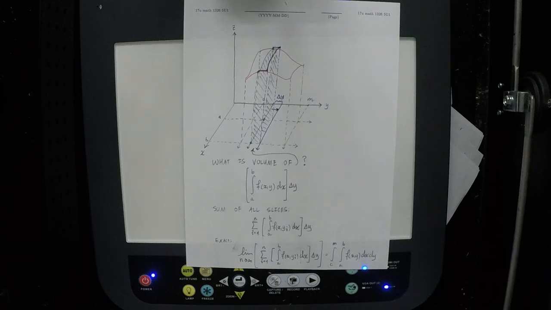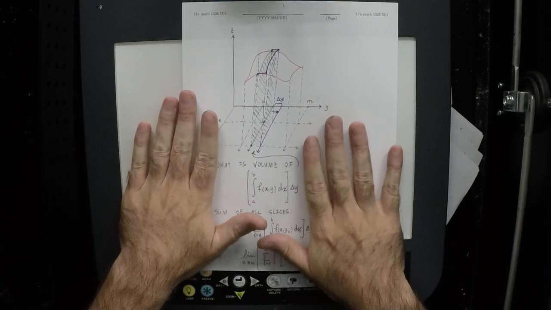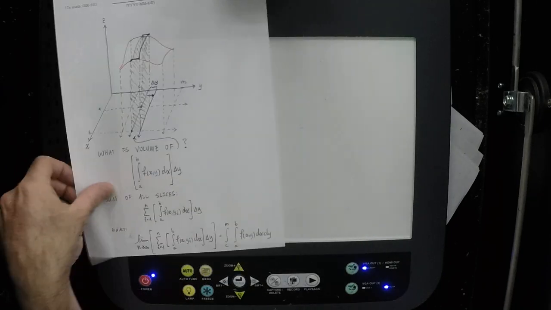I gave you just the same loaf, otherwise exactly the same loaf. It doesn't matter how you cut it, it's still got to be the same volume. Okay, good. So any question about this? So that's what iterated integral means. It means finding the volume under a surface by cutting that volume into slices. Okay.